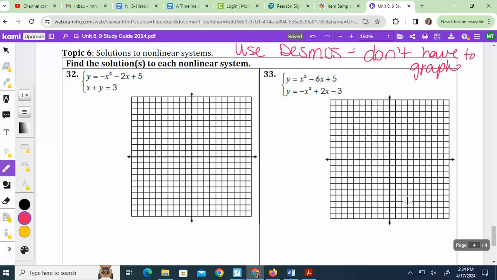So tomorrow, this has to be done. We're going to go over things, we're going to review together, and we have this test on Friday. All right? So you guys have time to work.